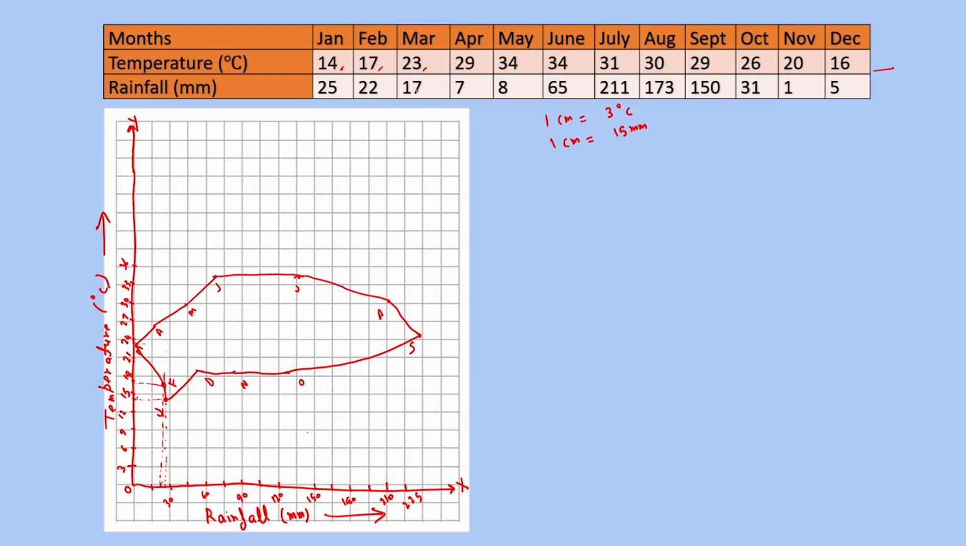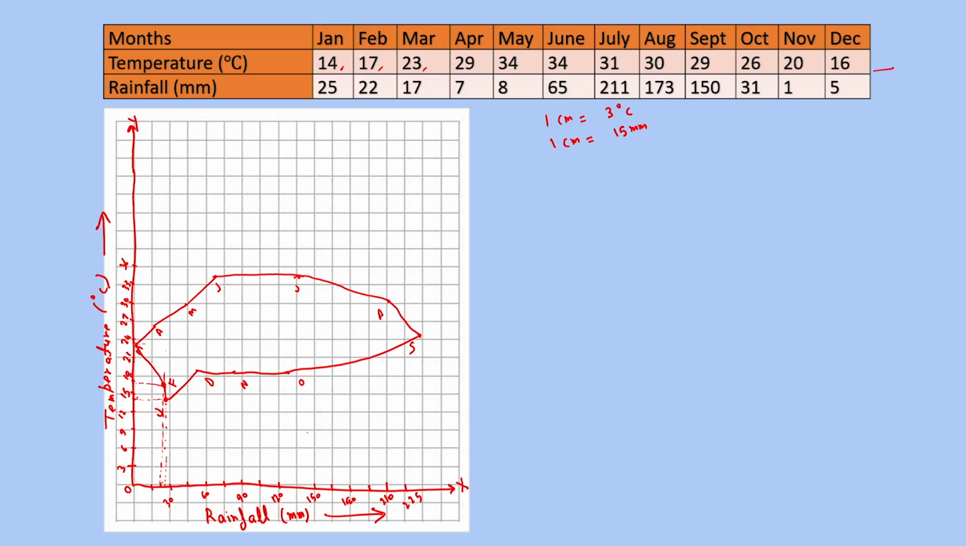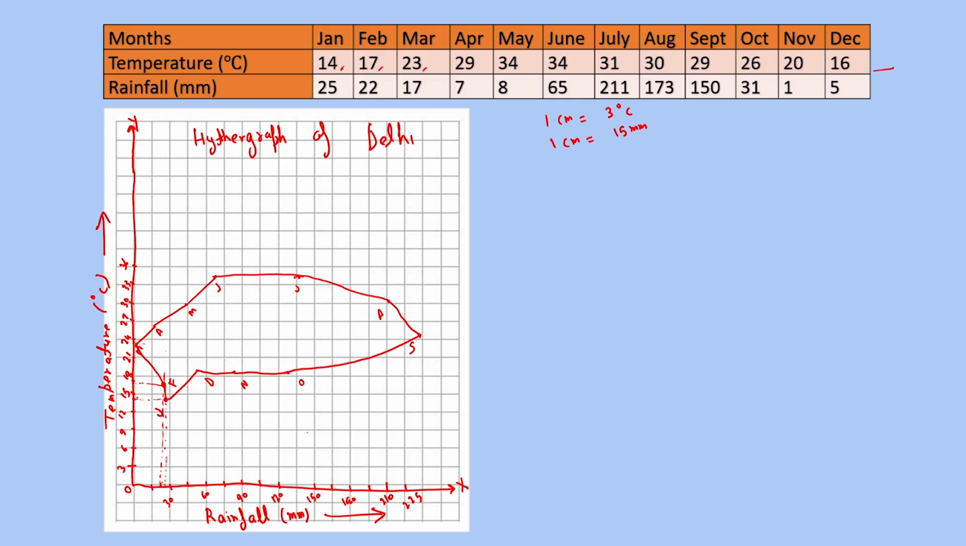This data is from Delhi, so we will write on the top: Hyther graph of Delhi. Now, I am going to show you an example of what this Hyther graph will actually look like.